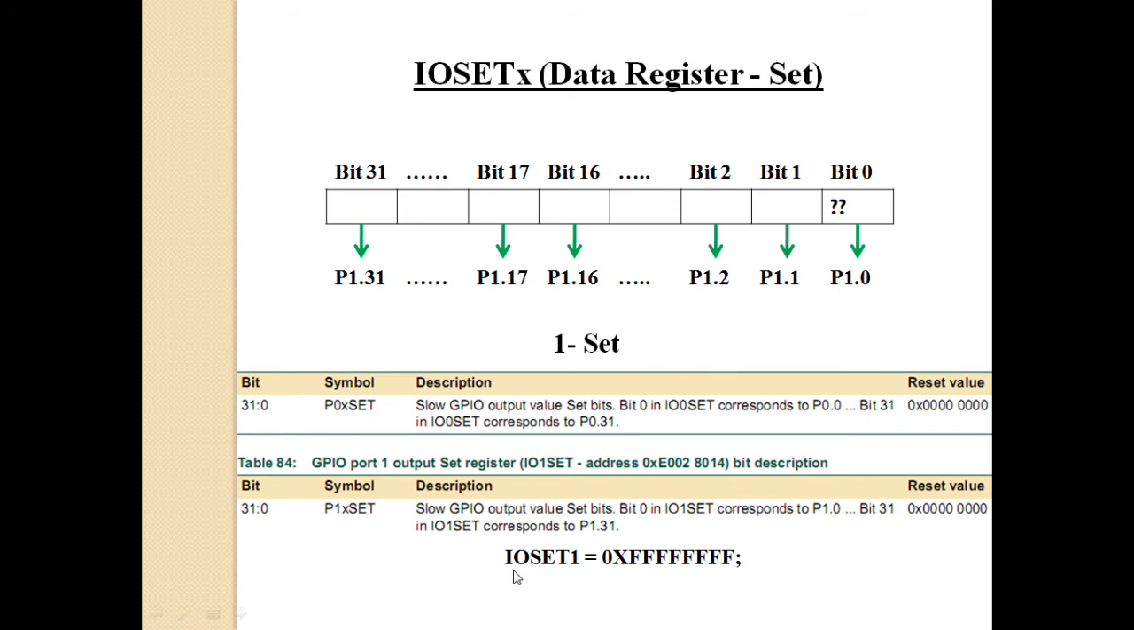So what value should I write? IO set 1 equal to 0xFF. Wherever I am writing 1, those pins will be generating VCC, right? So when I am writing a logic 1 to a bit corresponding pin, it will generate VCC. In my case, I need all the pins to generate VCC, so all the 16 pins will be on. So I am writing IO set 1 equal to 0xFFFF, so all the LEDs will be on.